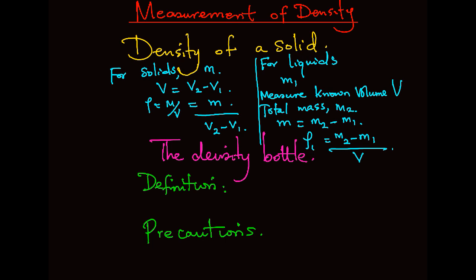Density can also be obtained from a device that we call a density bottle. A density bottle is a small glass bottle fitted with a glass stopper, which has a hole through which excess liquid can flow out.